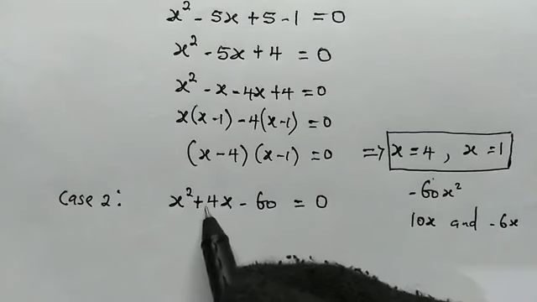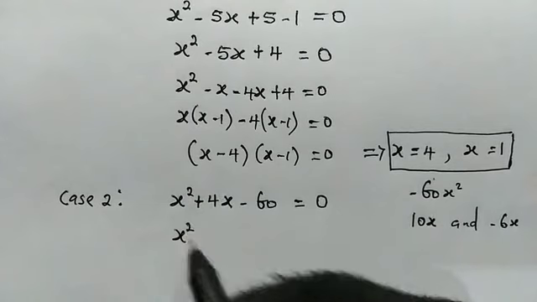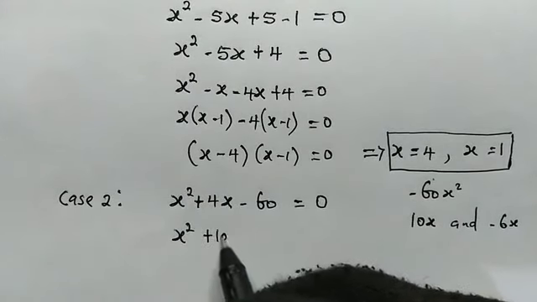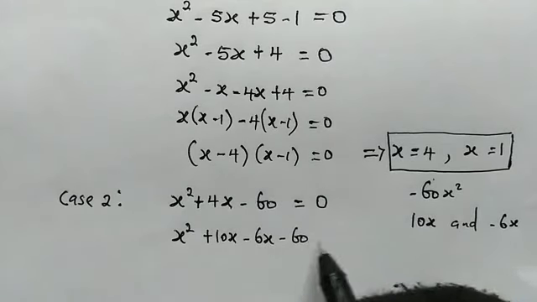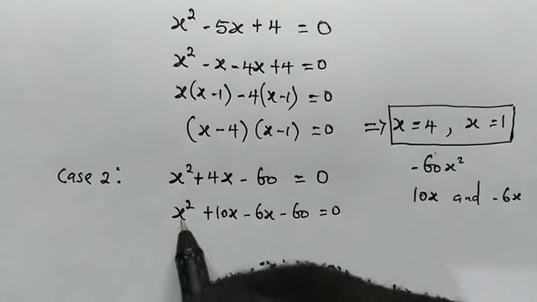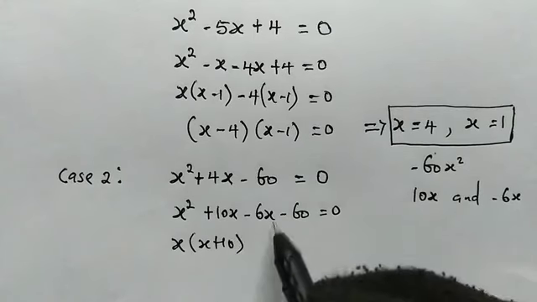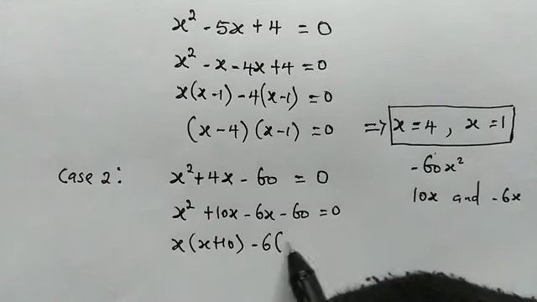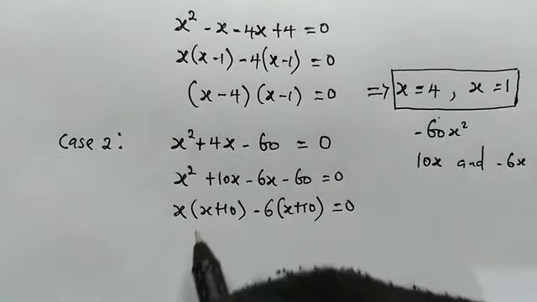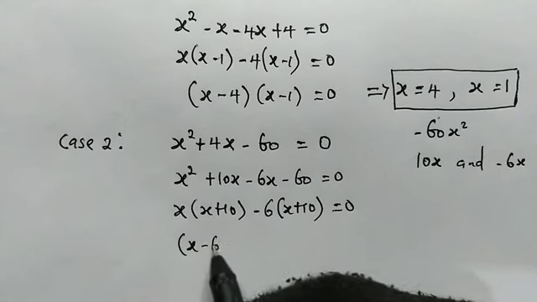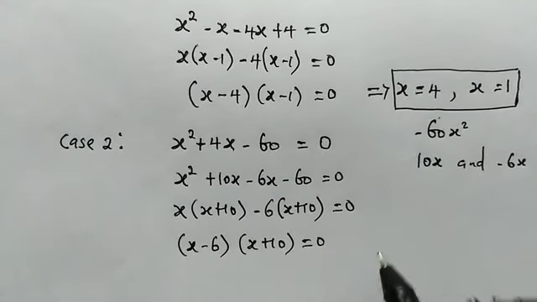So we're going to replace 4x with their sum. So we have x squared plus 10x minus 6x minus 60, equal to 0. Here x is common, so we get x plus 10. Here negative 6 is common, we get x plus 10, and this is equal to 0. From here we factorize: x minus 6 times x plus 10 is equal to 0.